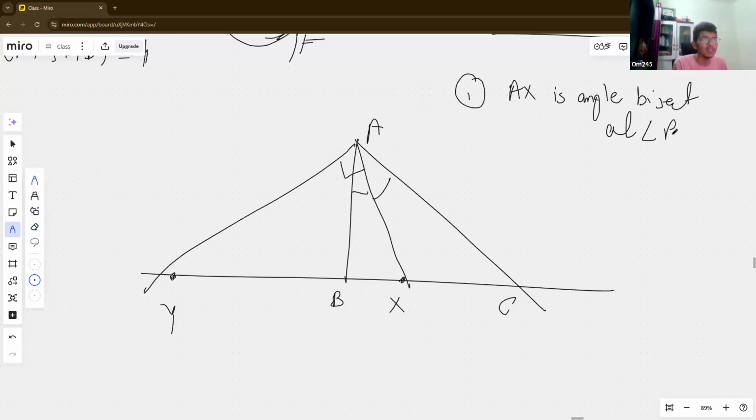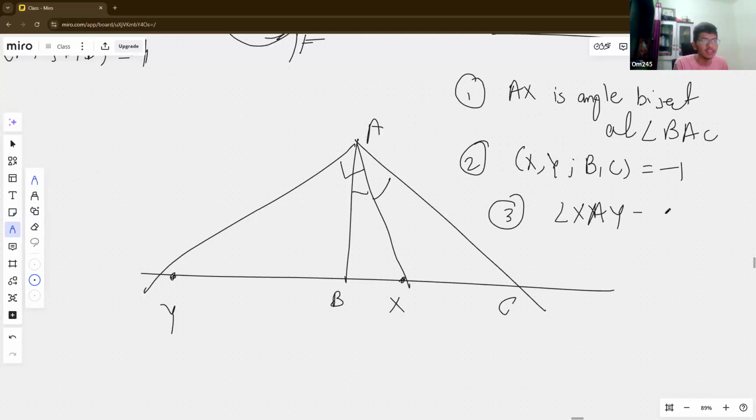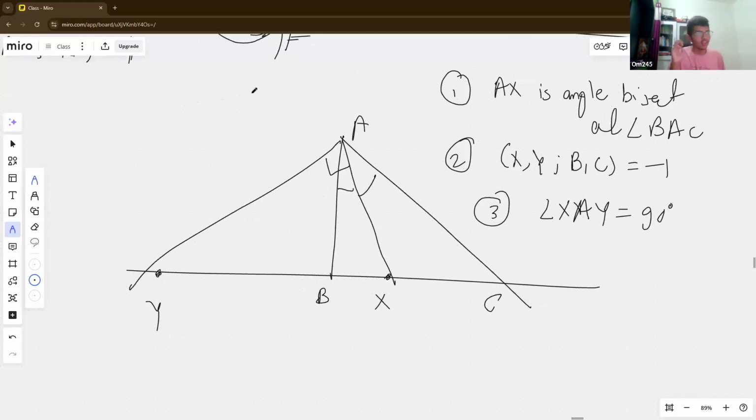Of angle BAC. Second thing is, of course, XYBC is harmonic. And third thing is angle XAY is 90. So now you have three random facts. Now what I am claiming is, if any two of them hold, then the third also holds.